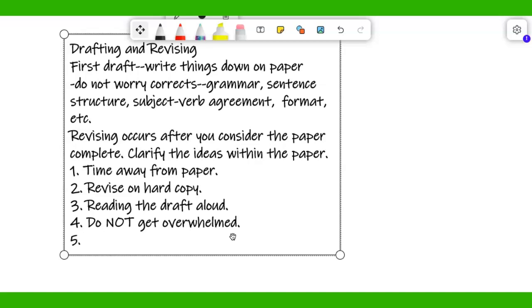Another great point is to revise in stages. And this will tend to help with you not getting overwhelmed. It'll make sure that you only focus on certain parts. So you can do this a couple different ways. You can focus just on certain paragraphs.